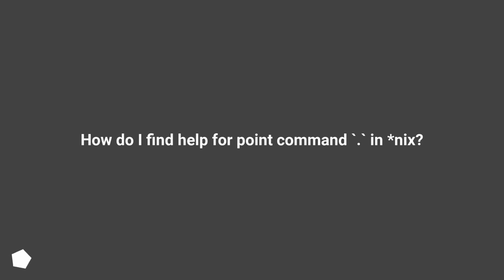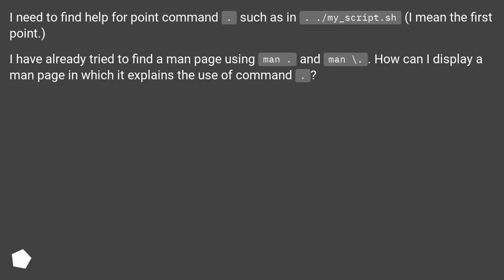How do I find help for the dot command in Unix? I need to find help for the dot command, such as in ./my_script.sh, I mean the first dot. I have already tried to find a man page using man . and man . How can I display a man page which explains the use of the command?